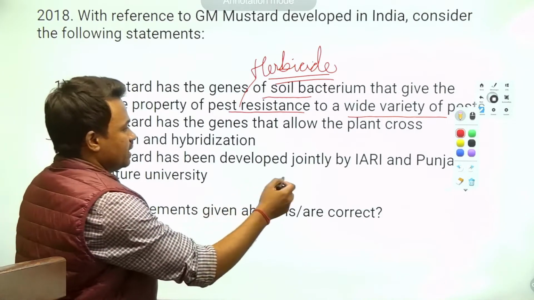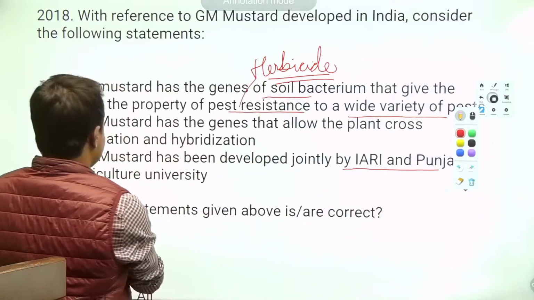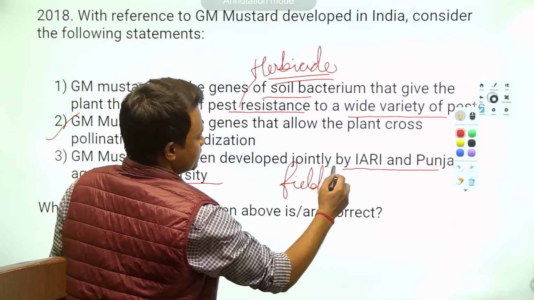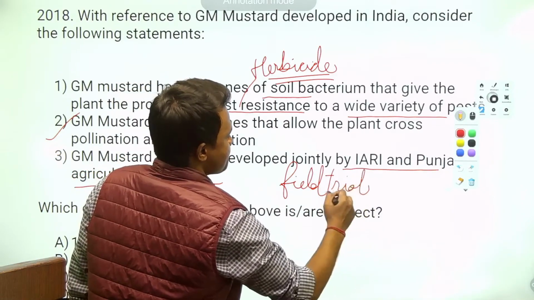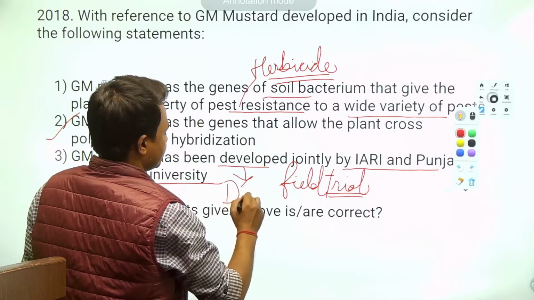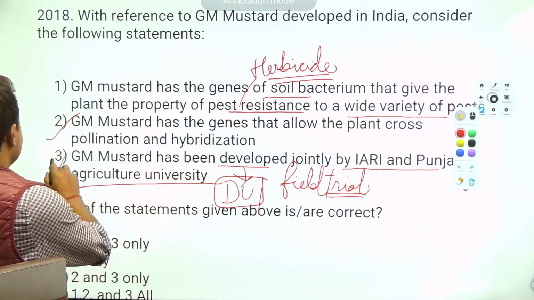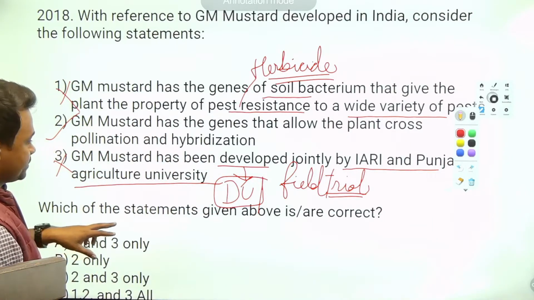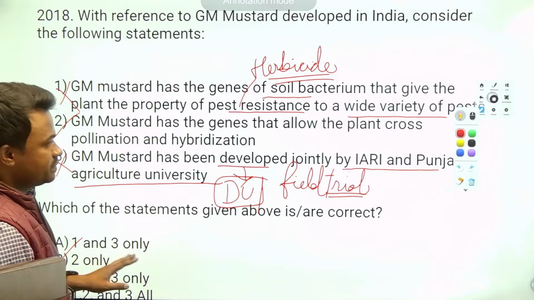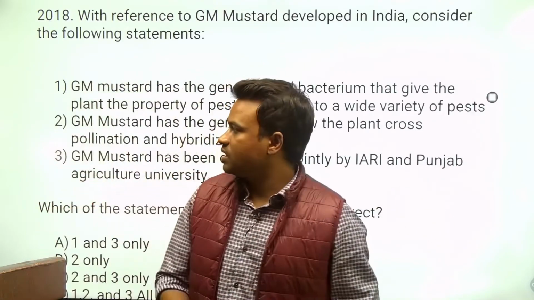The third statement: GM mustard has been developed jointly by the IARI and Punjab Agricultural University. No. The field trial was undertaken in these two, but the development was at Delhi University under Professor Deepak Pental. So this is again wrong. So only two is correct. So which statements above are correct? Obviously B, B for Bombay. So these are the kind and type of questions asked in the UPSC.